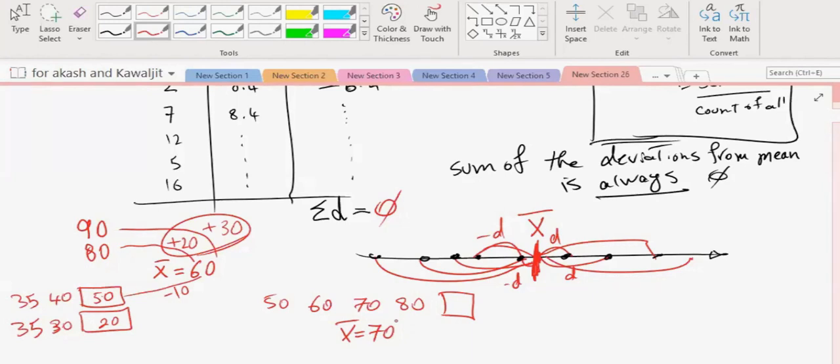You see, 80 is positive 10. Very good. So we think to ourselves, okay, this is positive 10. And you see how much the negatives add up to, and then try and balance it. How much do they add up to? Negative 10, negative 20, negative 30. So far we have negative 30 plus 10, negative 20. So if the mean is 70, how much should this deviation be? Plus 20. Therefore, we know that this number should be 20 more than 70. Therefore, it is 90.